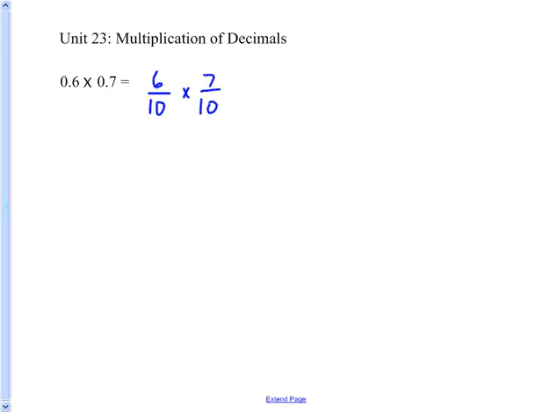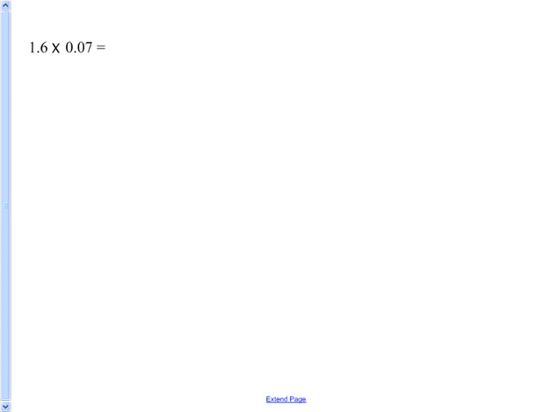So we multiply the top numbers together and we get 42. When we multiply the bottom numbers together, 10 times 10, we get 100. Now, since there's two zeros in the bottom, if we're going to write this as a decimal, right now with 42, the decimal is right here. We move the decimal point over twice, once for each zero. So we are going to get, for an answer, 0.42.